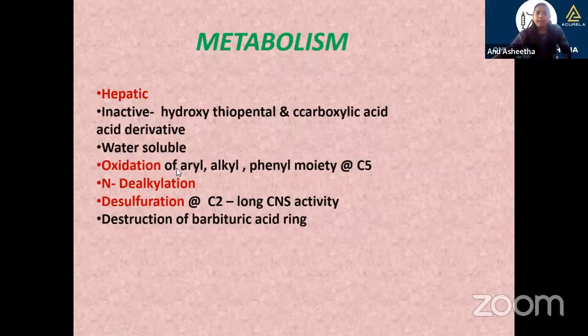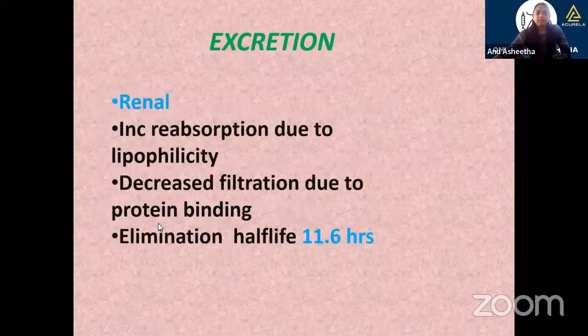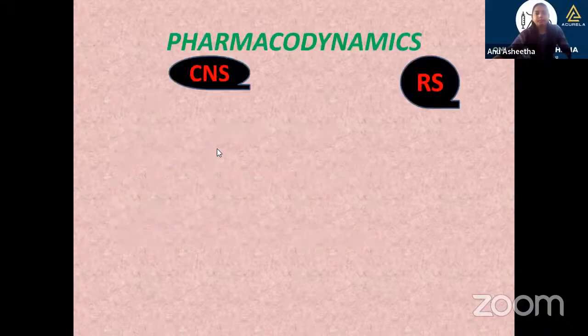Then oxidation of aryl and alkyl phenyl moiety occurs at the C5 position. N-dealkylation occurs, and desulfuration at the C2 is responsible for the long CNS activity that is seen with the pentobarbital. So finally, the barbituric acid ring gets destroyed. Now, excretion is mainly through kidneys, renal mechanism, and the lipophilicity is responsible for the increased absorption. And protein binding causes the decreased filtration. Elimination half-life is more than 7 hours.